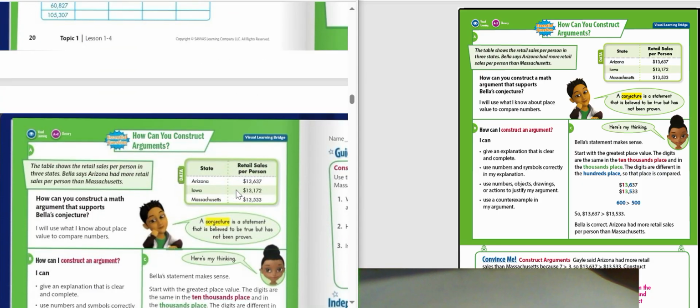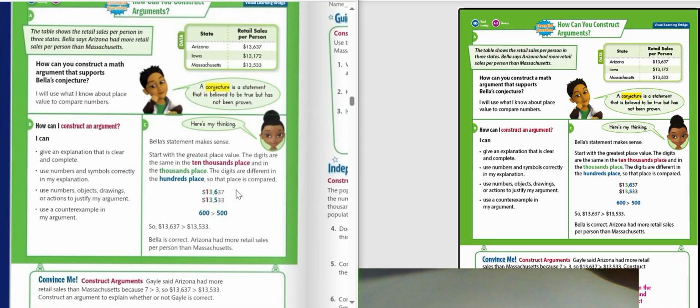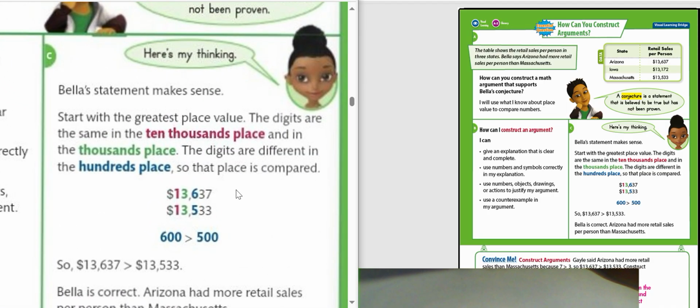Look at here, next page. Now we will compare between two numbers like this. The value of digit 6 in the number here will be 600 and here 500, and 600 is greater than 500. Because when we compare two numbers that have the same number of digits, 5 digits and 5 digits, we must look at the left hand side, 6 and 5. And 13,637 is greater than 13,533.